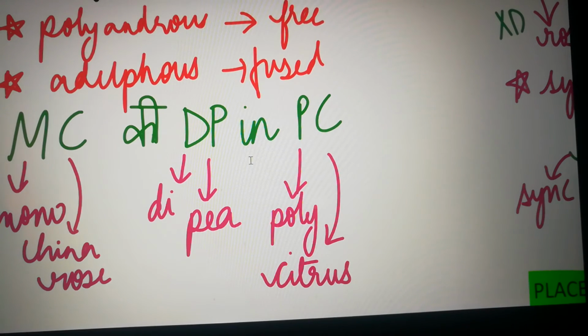So, M is for mono, that is monoadelphous, C is for China rose, D is for diadelphous, and P is for pea. And then P is for polyadelphous condition, and C is for citrus.